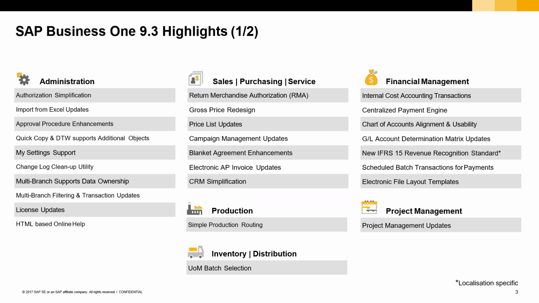As well, in production, SAP has added the routing. For financial management, there is a big change in the chart of accounts for 9.3. So if you are on 9.2, you will find a lot of changes regarding the finance. And in project management, if you are using this module as well, there is some additional enhancement, and SAP is continuing to enhance this project management tool from version to version, making it bigger and bigger.